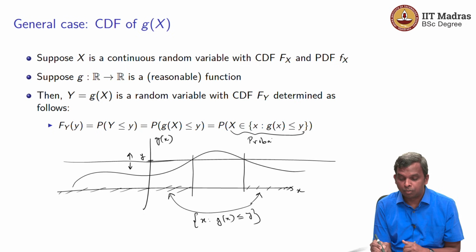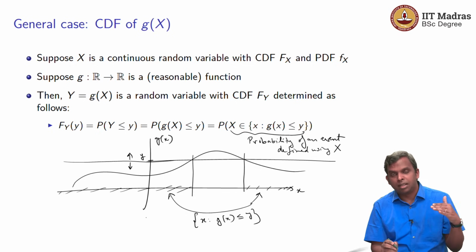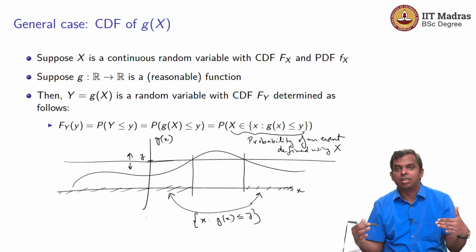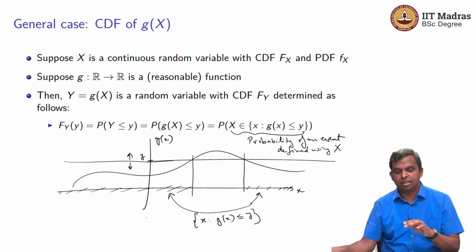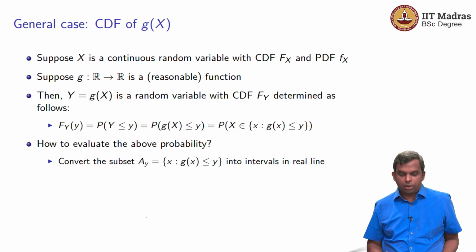Of an event defined using x. For x you have the PDF and CDF, so you simply integrate the PDF over the intervals which are valid for you. So this is the general idea. You find the CDF, and if it's differentiable, you differentiate it and you will get the PDF. So how to evaluate the above probability?